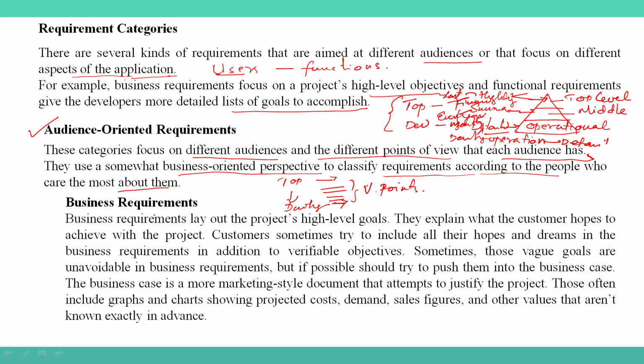Based on that, the first is the business requirement. The business requirements lay out the project's high level goals. For example, I want software for computing the sessional marks. Then you have to look into how it has to be implemented. They explain what the customer hopes to achieve with the project. Customers sometimes try to include all their hopes and dreams.